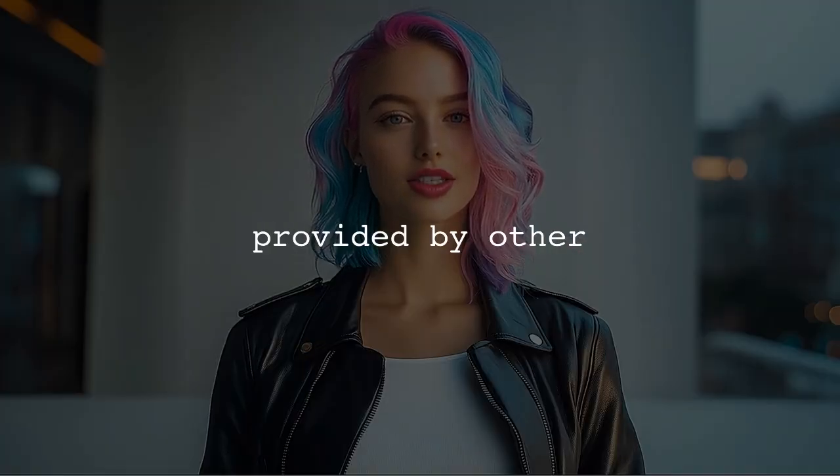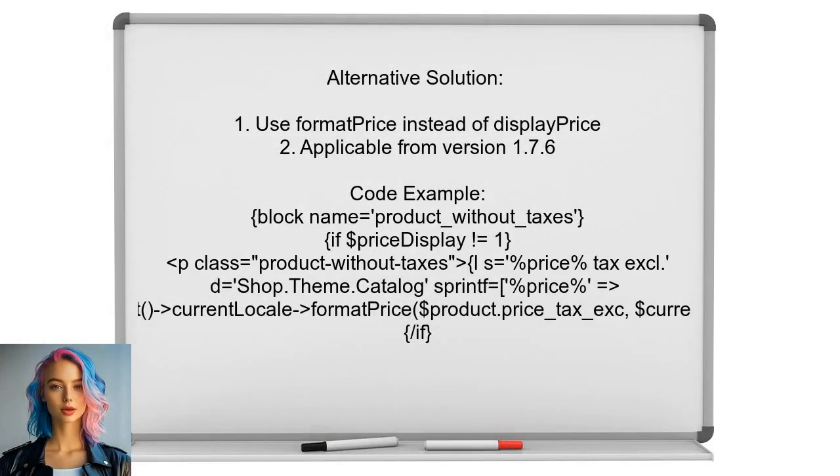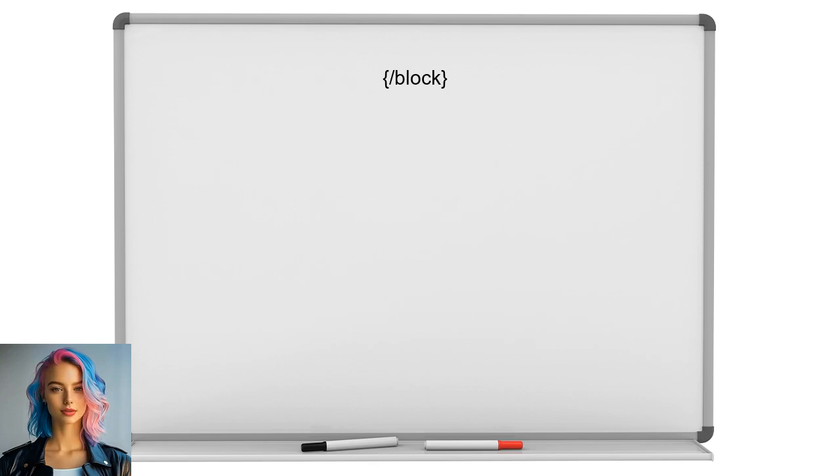Now let's look at the answers provided by other users. An alternative solution for displaying prices with and without tax in PrestaShop 1.7 suggests using the format price method instead of the deprecated display price method. This change is applicable from version 1.7.6 onward.